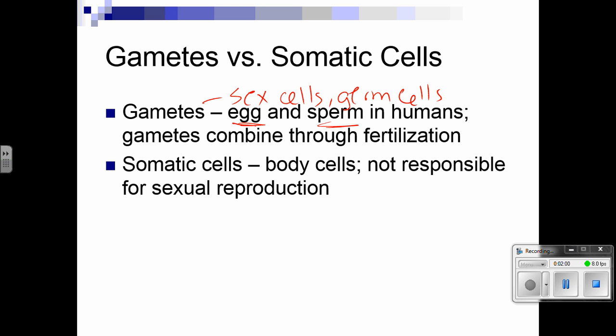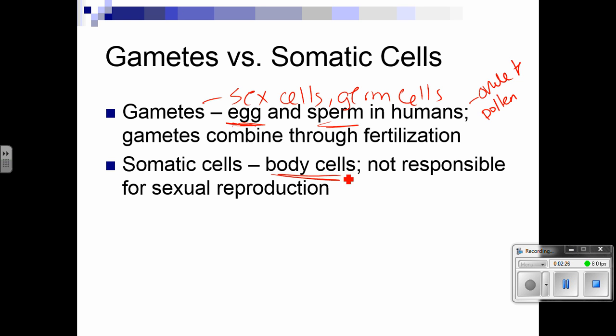Chromosomes can be different, obviously. Not all species have X and Y, and not all species does the male determine the sex, though in humans the male does. Gametes can also be other things. For example, in a flower, it could be an ovule and pollen. Doesn't necessarily have to be sperm and egg, but that would be in animals.